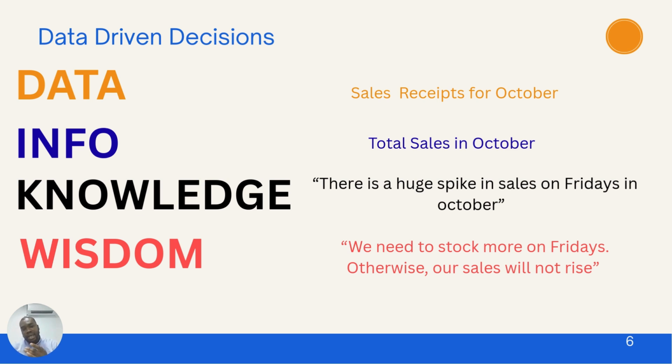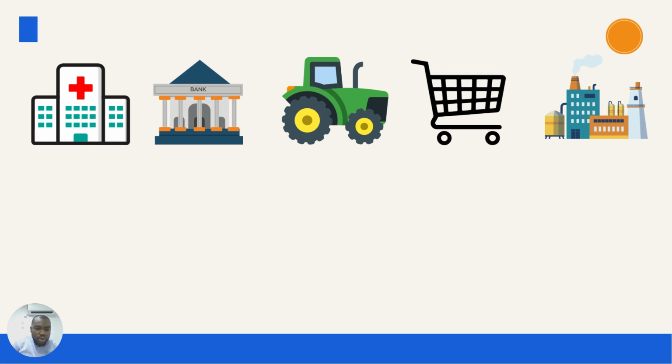And then based on that, we can now say, okay, there's a huge spike in sales on Fridays in October, which is your knowledge, right? Understanding that there's a huge spike in sales based on what I saw in my sales data for October. And then I can come up to say, because of that, I need to stock more on Fridays. Otherwise, our sales will not rise. So this is an example of how data-driven decisions take place. You have data processed into information. It gives you knowledge. And based on the knowledge that you have, you now apply that knowledge to your business to be able to grow the business.